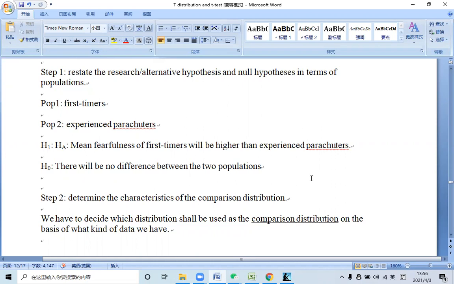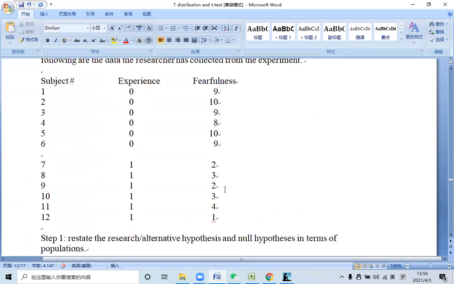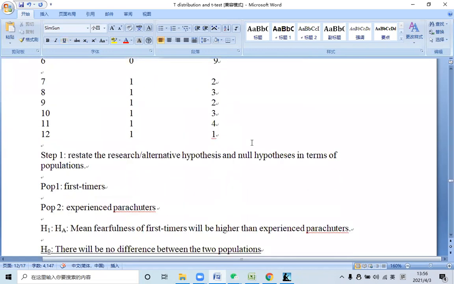These are the hypotheses. You are trying to use your evidence to reject the null hypothesis. You are trying to show that the null hypothesis is not good. Given the null hypothesis, it's unlikely for you to have this kind of data.